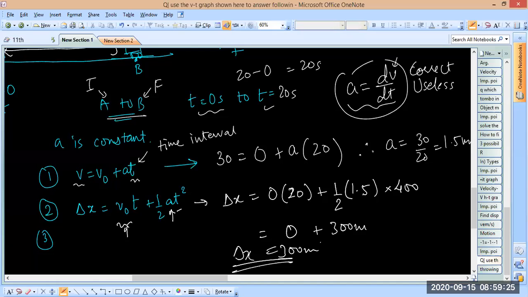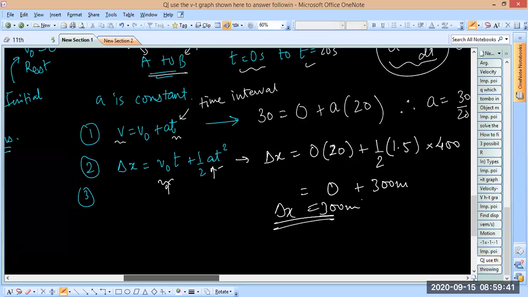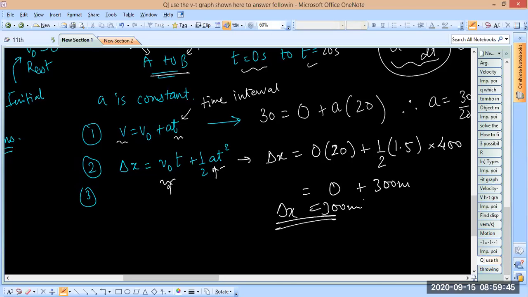300 meter. That's right, Avi. Clear? Yeah, you got it right. Well done. Well done, Pinak. Nandini, you too. Okay, so this is what we have. Clear? All right. Yeah, very good, Sahil.